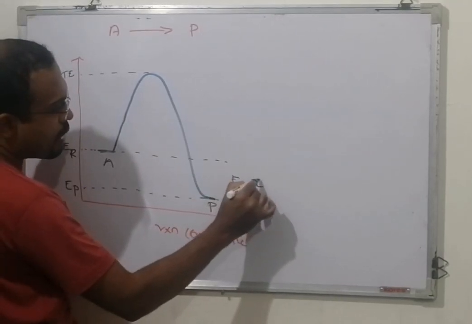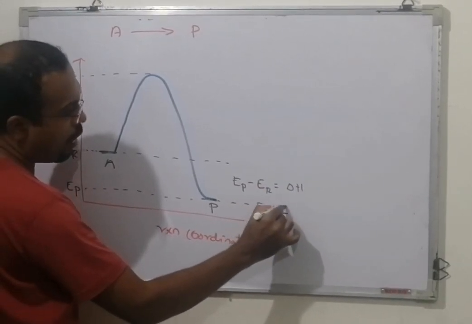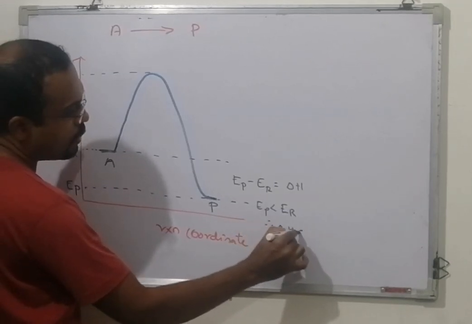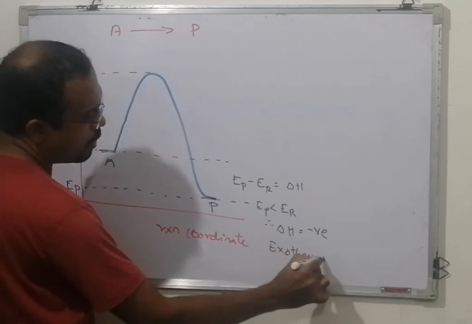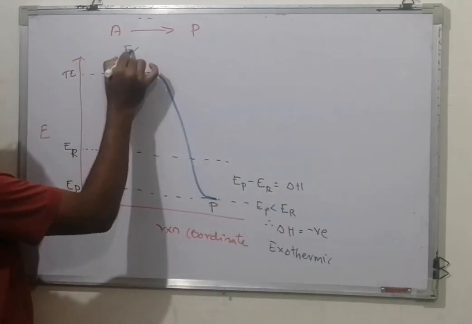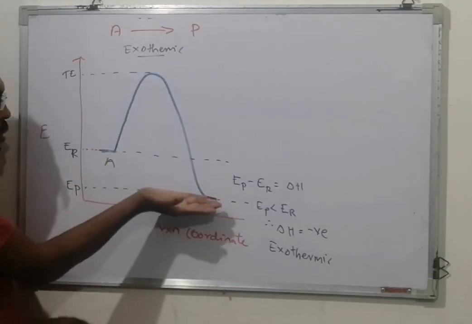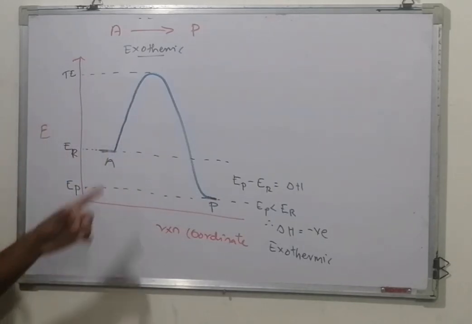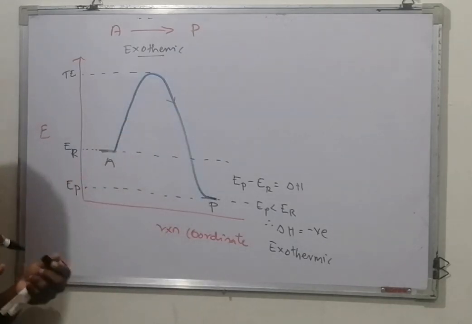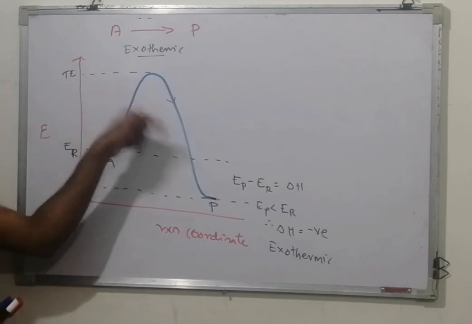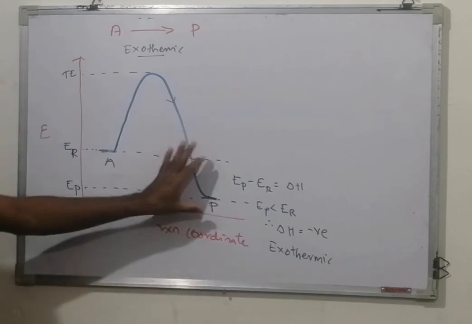You know, EP minus ER, that is delta H. EP is less than ER, therefore delta H is negative. This reaction is called an exothermic reaction. What is the trick for exothermic reaction? P should be lower than A. This change, A to P, is exothermic because delta H is negative.